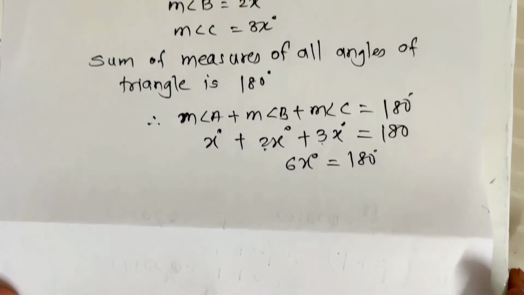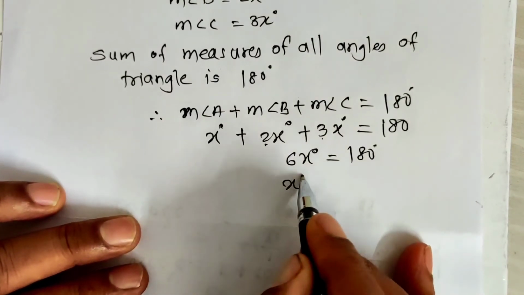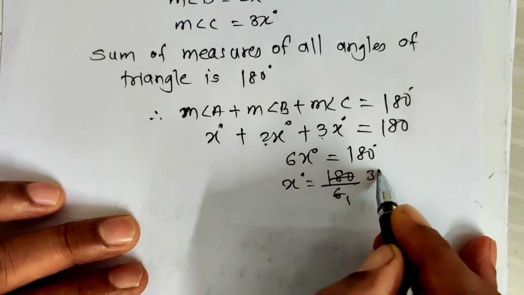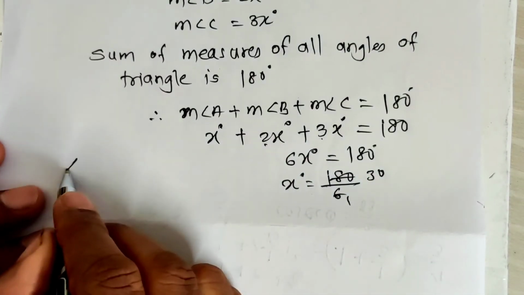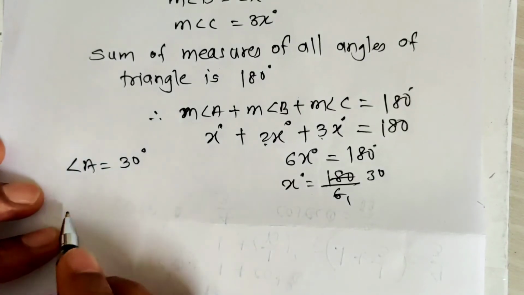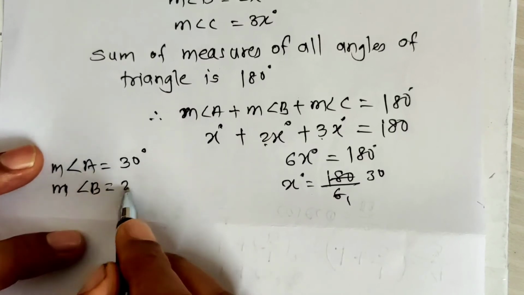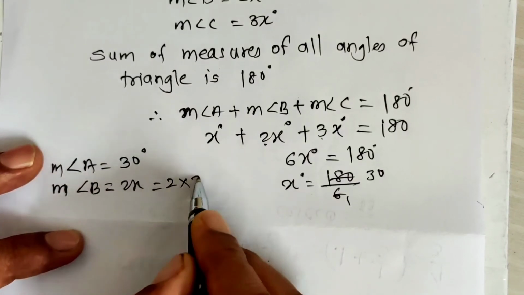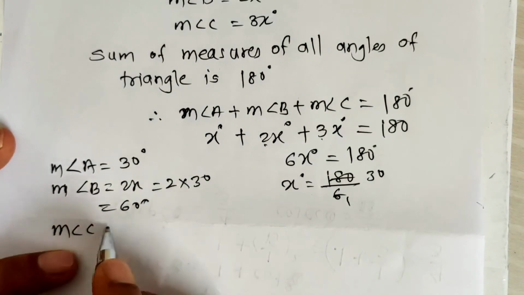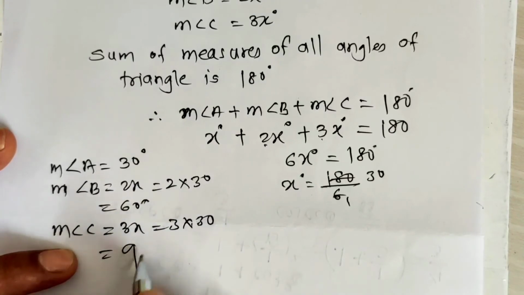Therefore x का value निकालो, that is the common factor. Therefore x degrees is equal to 180 divided by 6. 6 1s are 6, 6 3s are 18, so 30. Now x is 30, therefore measure angle A is equal to x, means 30 degrees. Measure angle B is equal to 2x degrees, that means 2 into 30 equals 60 degrees हो गया. And measure angle C is equal to 3x degrees, means 3 into 30, that means 90 degrees.